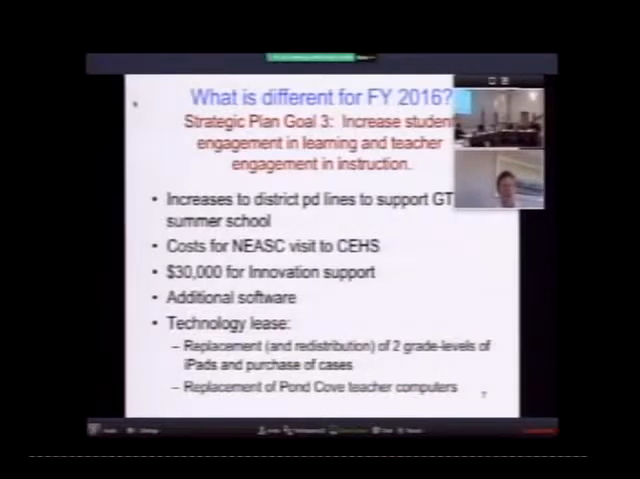Our goal three, again, for technology, envisions the replacement of 2 grade levels of iPads and purchase of cases for those to enhance their lifespan a little bit, because the retiring devices from the high school will be recycled down into the elementary and middle schools. In addition, our technology lease, which is a big one, envisions replacing the teacher computers at Pond Cove. Staff there are working with devices that are somewhat out of date and slow, which makes some of their work slow and cumbersome.